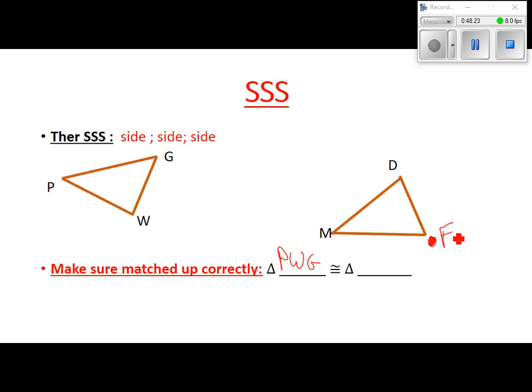BMFD. All right? So now let's match it up. I use P in both triangles. I don't know how I managed that. P over here looks like it would match up to which one over here? M. Everybody agree with him? Yeah. MDF. Now, W looks like it's going to match up to D. Yeah. So you got to sort of spin and flip around to get it to match up, right? Yeah. And then what's G going to match up to? F. So you have to make sure you match up the two triangles correctly.